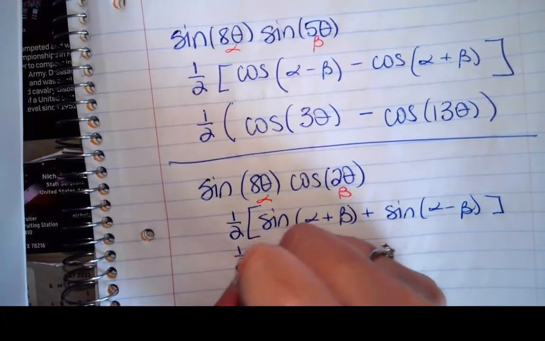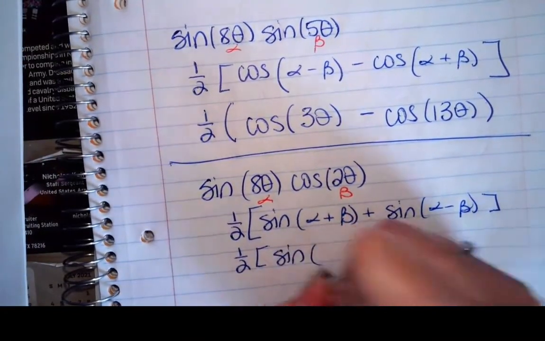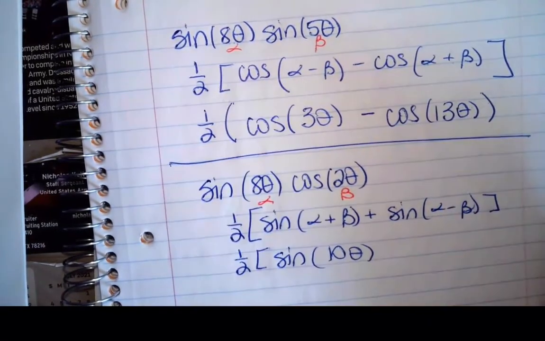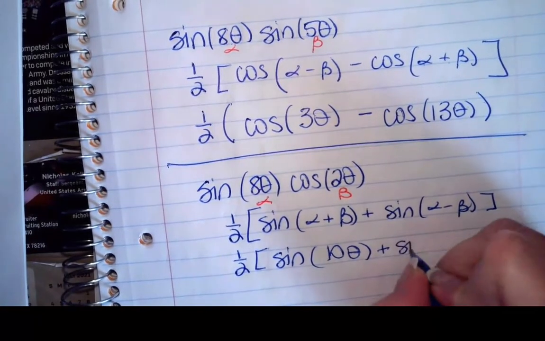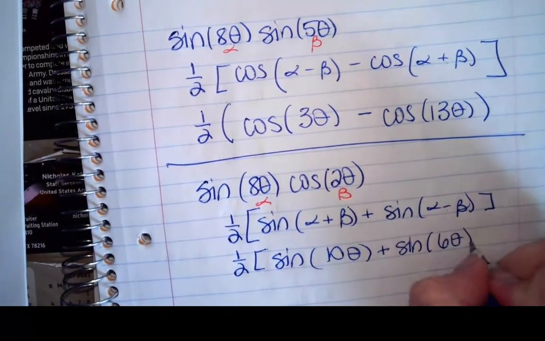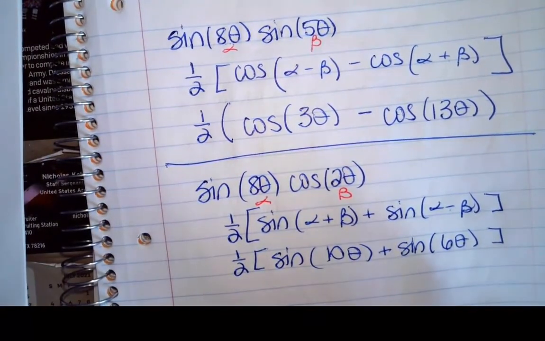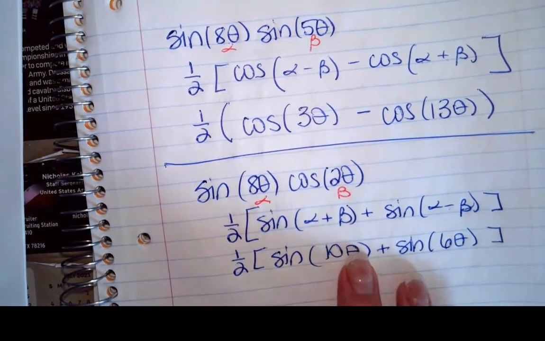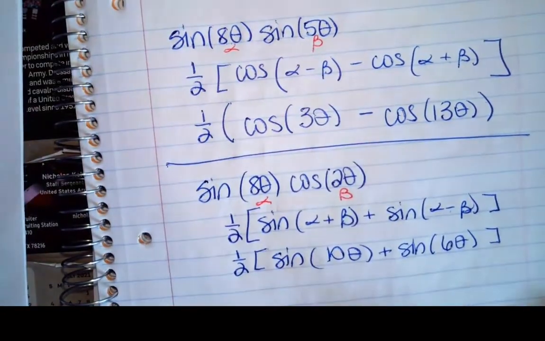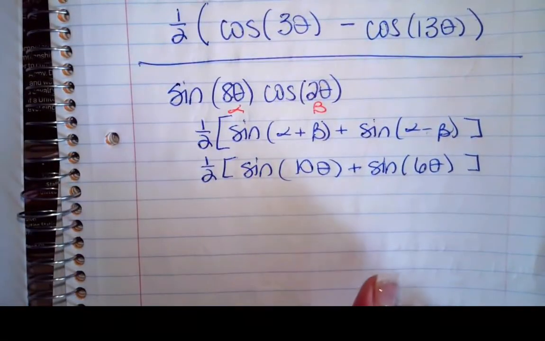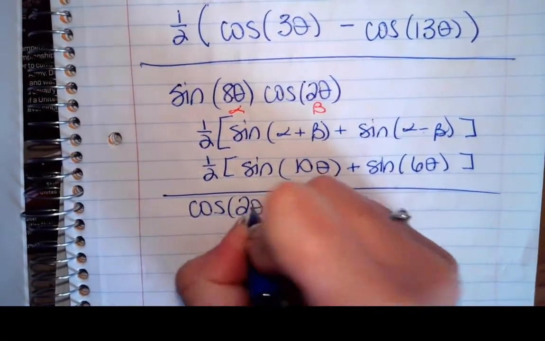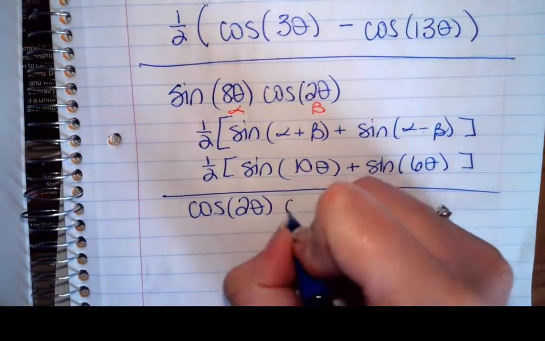what I have is 1/2 times the sine of 8 thetas plus 2 thetas, which is 10 thetas, and then plus the sine of alpha minus beta, 8 thetas minus 2 thetas, which is 6 thetas. And that's really as far as you can go, because we just gave you multiples of some unknown. So you can't go really any further with these. Okay, so let's do the cosine of 2 theta times the cosine of 5 theta.